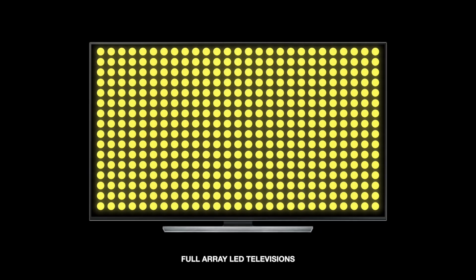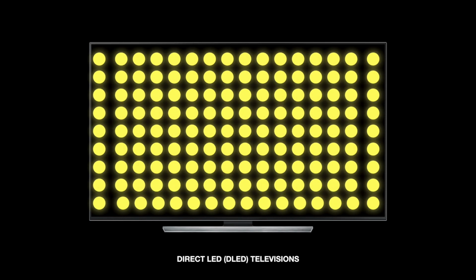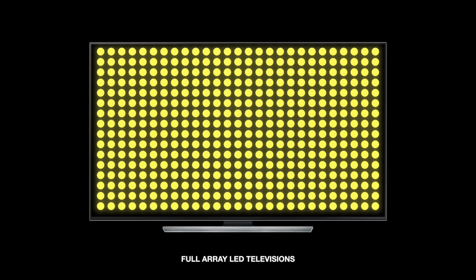All right, I don't know if you can notice, but there's just one small change between direct LED and these full array LED televisions, and that is the number of LED lights behind the television. There are many more LED lights behind the television compared to direct LED, and because of the multitude of lights behind the screen, what you get in full array televisions is that images are always going to be crisp, deep, and beautiful.